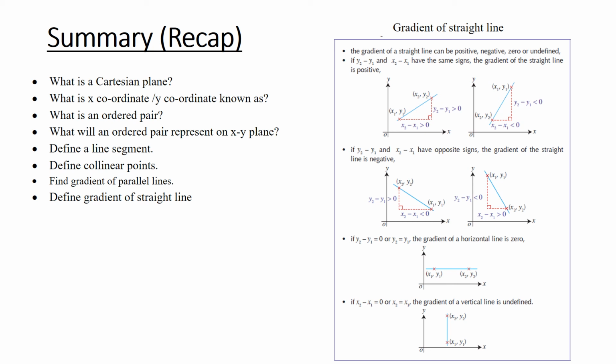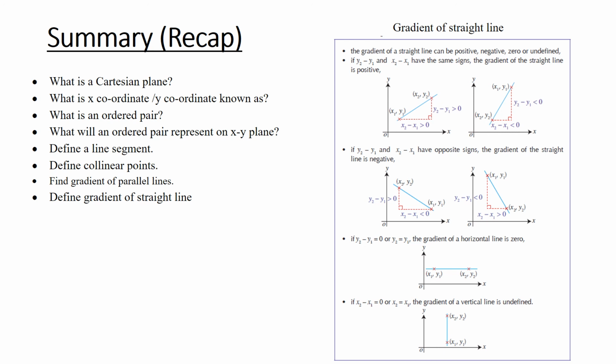Summary recap now. What is a Cartesian plane? What is x coordinate, y coordinate known as? What is an ordered pair? What will an ordered pair represent on xy plane? Define a line segment. Define gradient of straight line. Define collinear points. Find gradient of parallel lines.